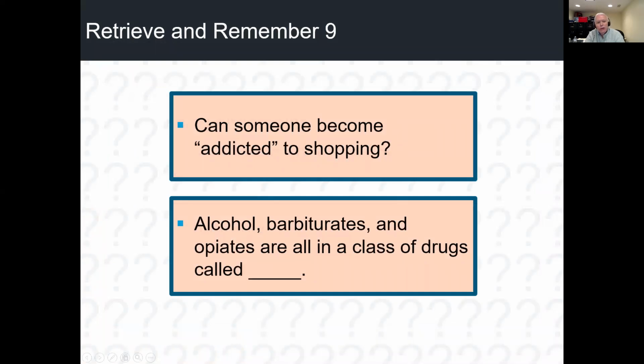So an interesting question that's posed in our book is, can someone become addicted, quote unquote, to shopping? Alcohol, barbiturates, and opiates are all in a class of drugs called what? Depressants.